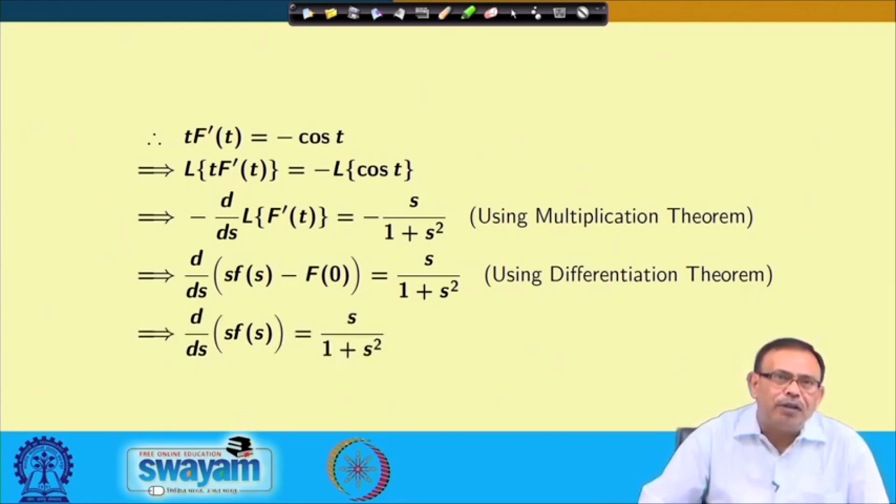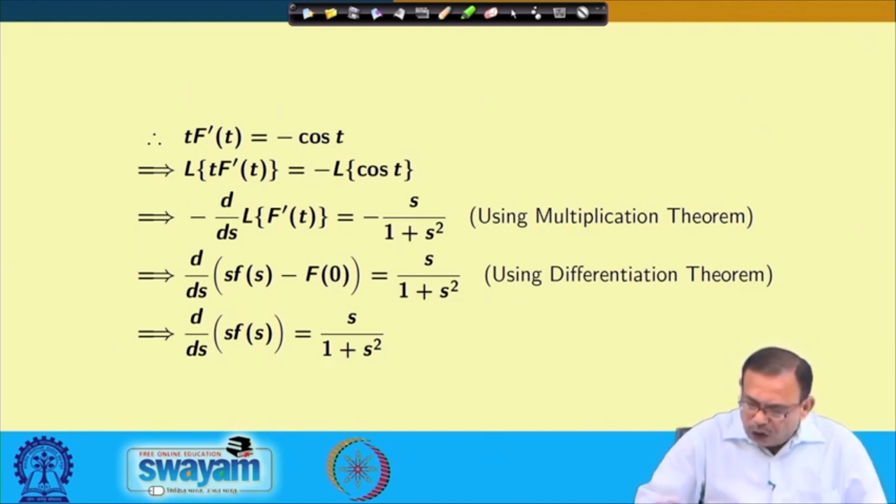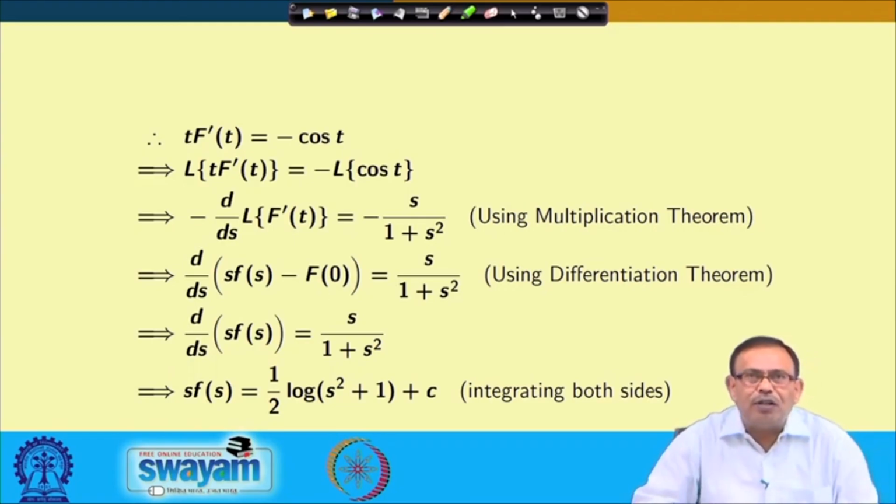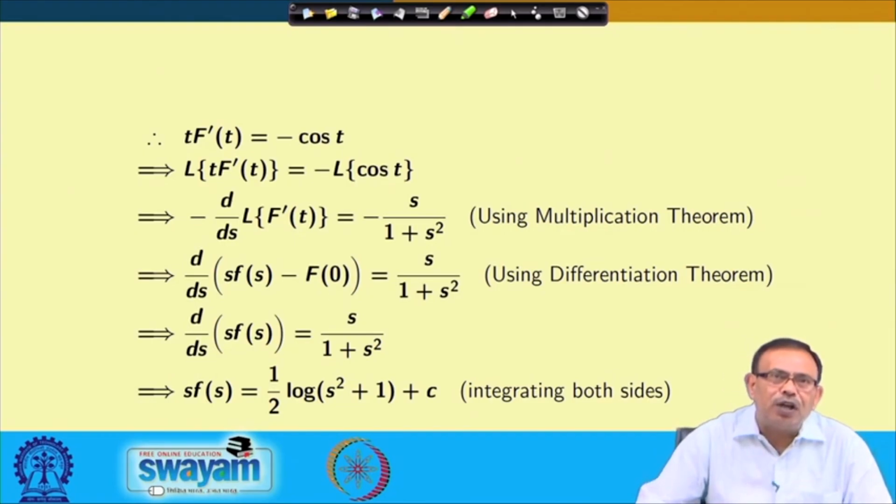So, ultimately I am getting d/ds of s f(s) equals s by 1 plus s square. If you evaluate the integral, integrating on both sides, you will obtain s f(s) equals half into log of s square plus 1 plus a constant term.